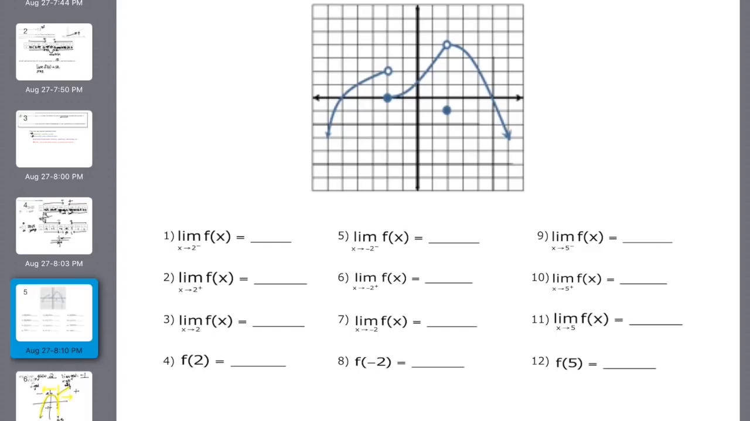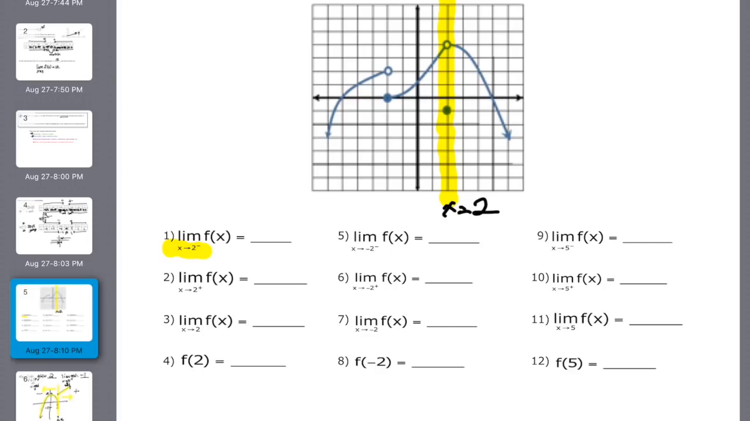So the first one I'm going to look at is, of course, number 1. It says the limit as x approaches 2, and it has a minus sign on there. So I'm going to go to x equals 2, assume that these go by 1, and I'm going to draw an actual line, just like I did in the previous problem, at x equals 2. That's my x equals 2 line right there. So this is x equals 2.